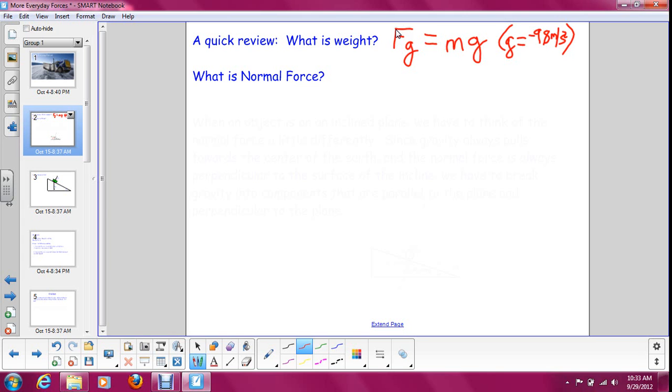And what is the normal force? Normal force is whatever counteracts an object's weight when it is sitting on a surface. So it counteracts the force of gravity when an object is on a surface. And remember, the normal force for an object is always equal to the force of gravity unless that surface is breaking.